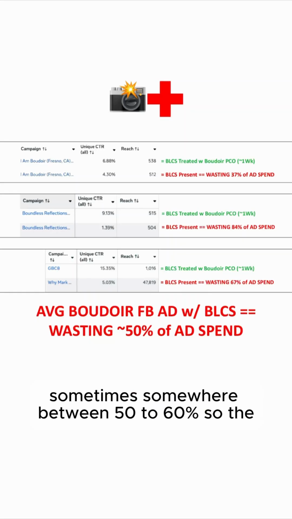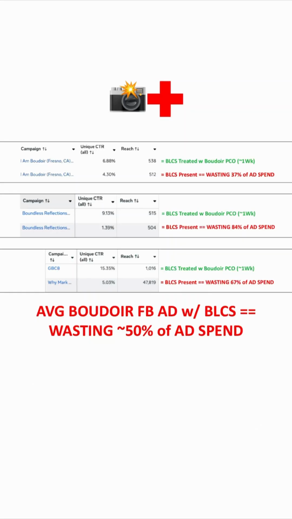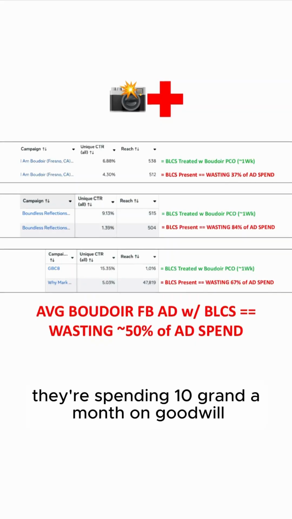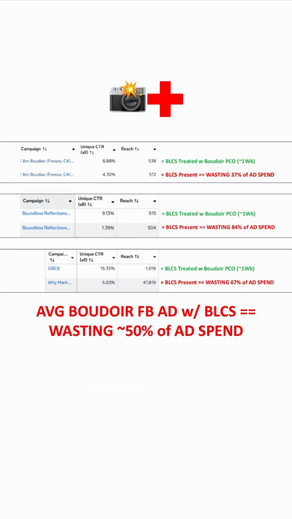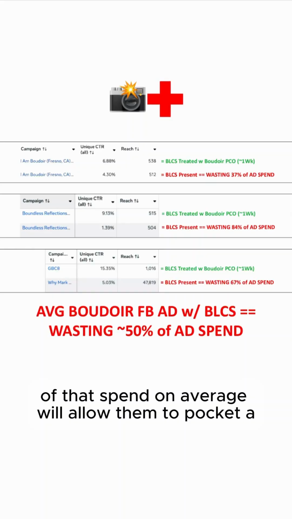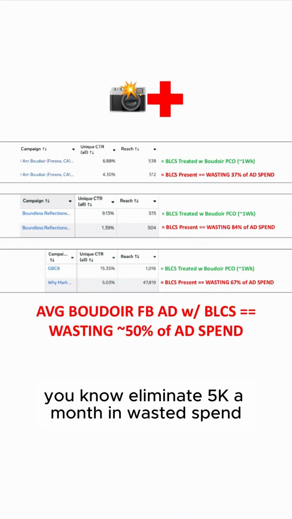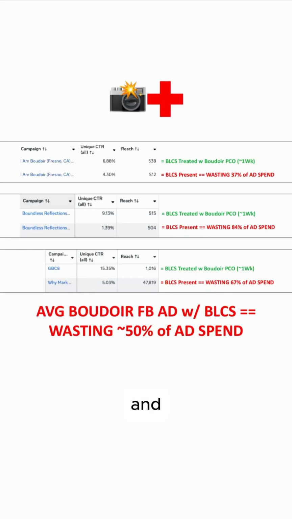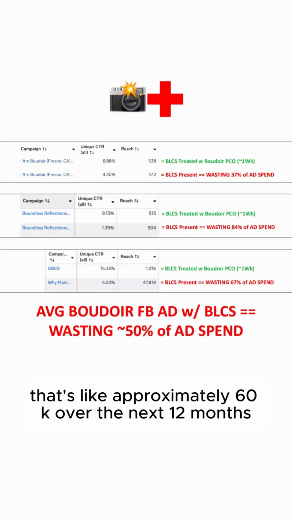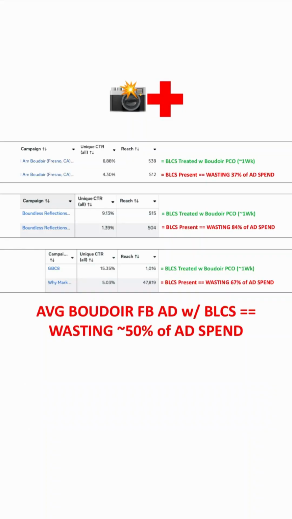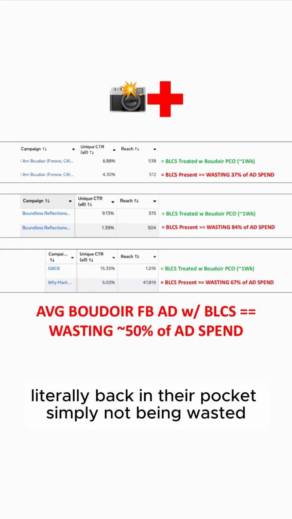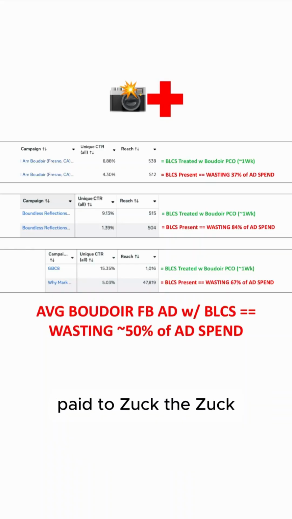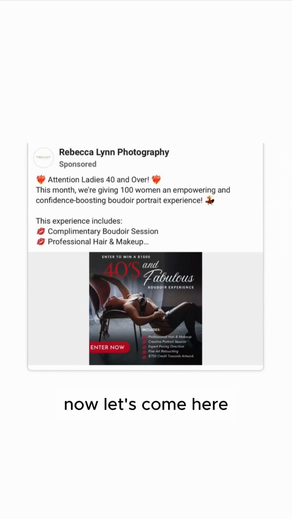So if they're spending 10 grand a month on Boudoir Facebook ads, if we can eliminate that wasted ad spend, on average, we'll allow them to pocket, eliminate 5K a month in wasted spend, and that's approximately 60K over the next 12 months. Literally back in their pocket, simply not being wasted, paid to Zuck. The Zuck.